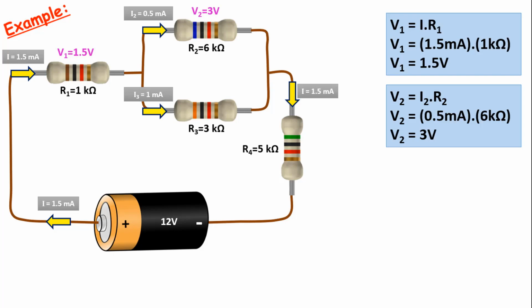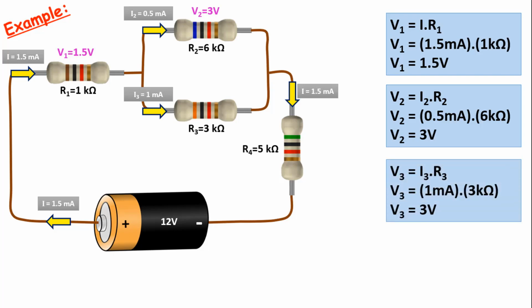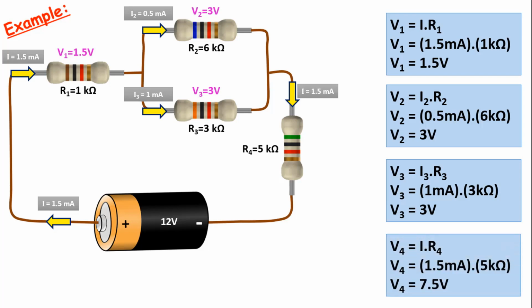The voltage across resistor R3 will be I3 times R3. So from 1 milliamp times 3 kiloohms, it will also be 3 volts. Finally, the voltage across resistor R4 will be I times R4. So 1.5 milliamps times 5 kiloohms would be 7.5 volts.